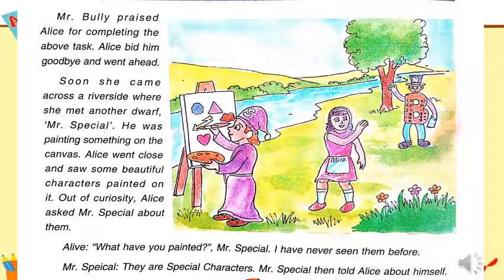Then Mr. Bully praised Alyssa for completing the above task. Alyssa bid him goodbye and went ahead. Soon she came across a riverside where she met another dwarf, Mr. Special. He was painting something on the canvas. Alyssa went close and saw some beautiful characters painted on it.